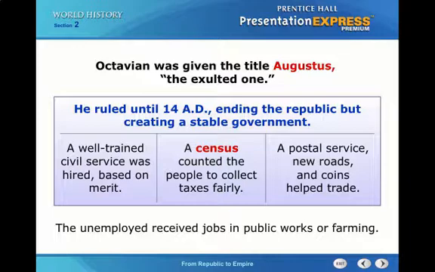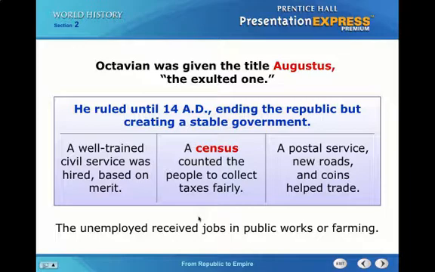And finally, after a long time, Octavian says, "Oh, you guys keep asking me. It's the least I could do." So he really kind of pushes this off to make it look like he doesn't want it. And what he does is, like Julius Caesar, he keeps a lot of things in place. The Senate's still there. People hold their positions. But a well-trained civil service who is hired based on their abilities and talents does most of the day-to-day running of the government, not the senators or the patricians. A census is taken to collect taxes fairly, and he builds a postal service, new roads, coins, helps with trade, and then he also does public works or farming for the unemployed to make sure that they have jobs.